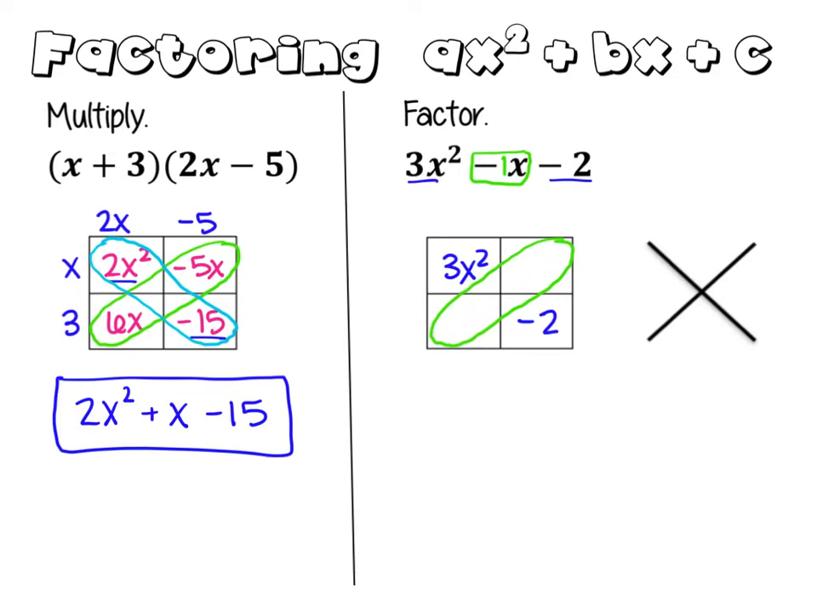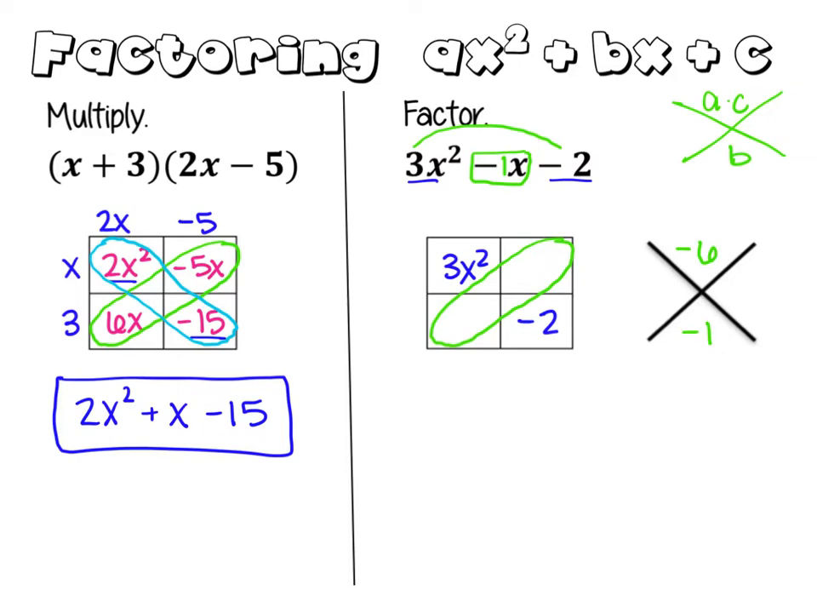I also know what they need to add up to. This is where we get to use what we've been practicing for the last couple weeks. We get to use our diamond. I know they have to multiply to the same thing as that other diagonal. In our diamond, we're always going to put A times C where we want to find out what we're multiplying to. So in this case, I want to multiply to negative 6. And then my B value, that negative 1x, so negative 1 is what I want these two numbers to add up to.